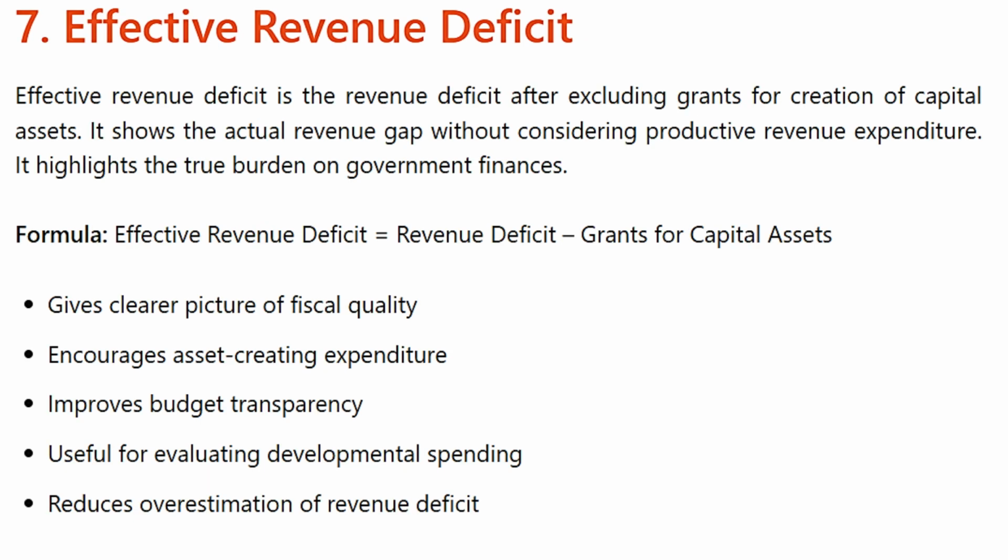Effective revenue deficit. Effective revenue deficit is the revenue deficit after excluding grants for creation of capital assets. It shows the actual revenue gap without considering productive revenue expenditure. It highlights the true burden on government finances. Effective revenue deficit equals revenue deficit minus grants for capital assets. Gives a clearer picture of fiscal quality, encourages asset-creating expenditure, improves budget transparency, is useful for evaluating developmental spending, and reduces overestimation of revenue deficit.